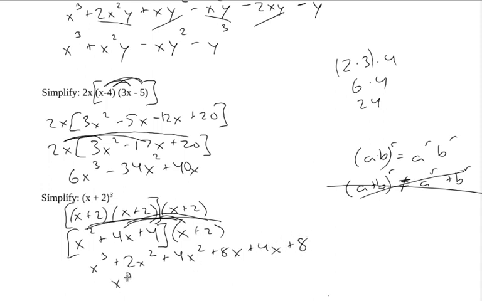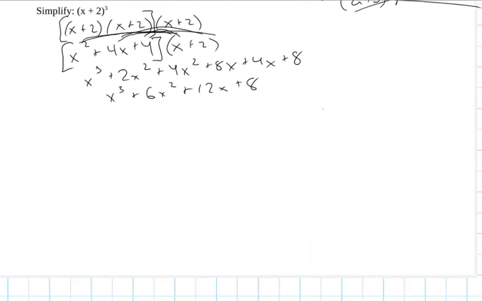This gives us x cubed plus, combining these, we get 6x squared plus 12x plus 8.